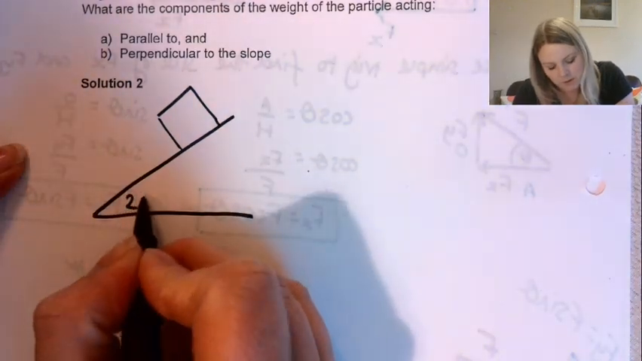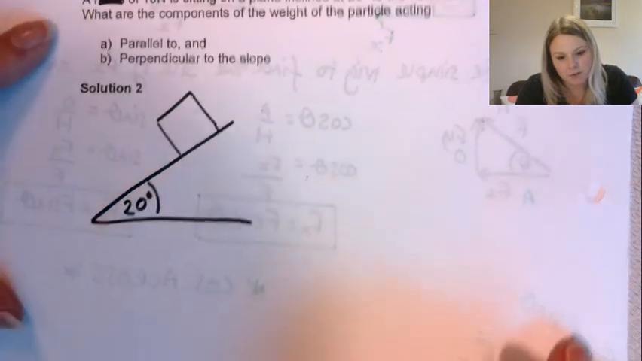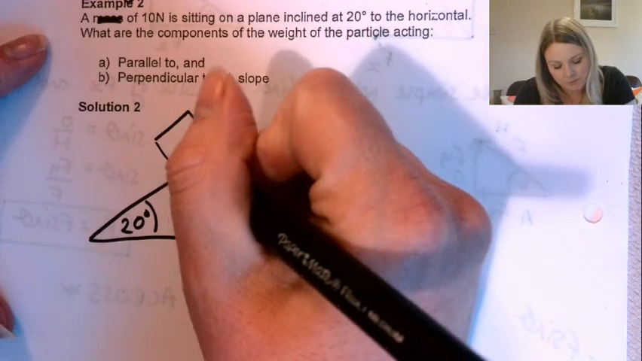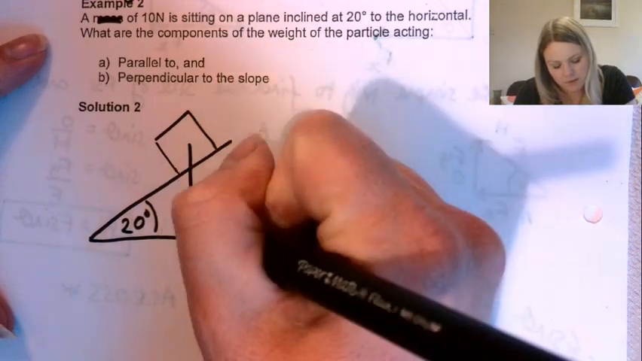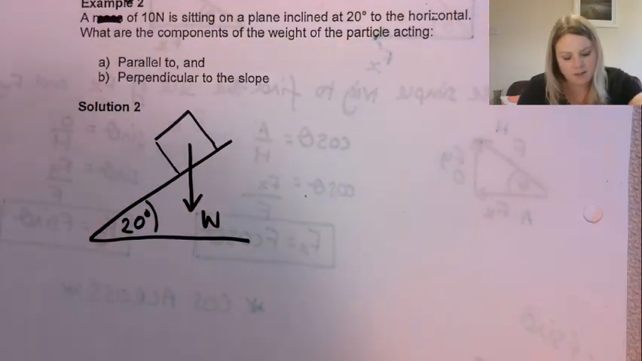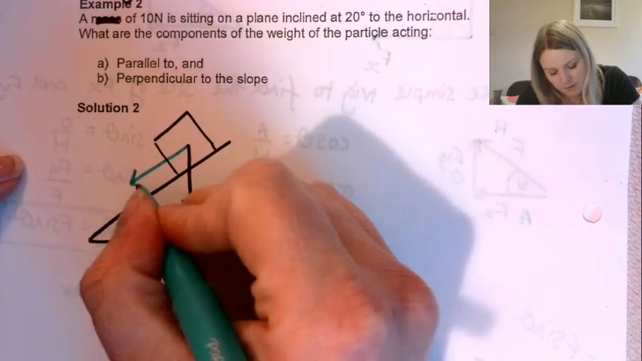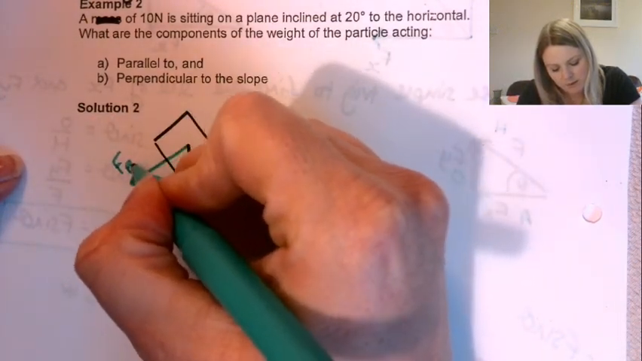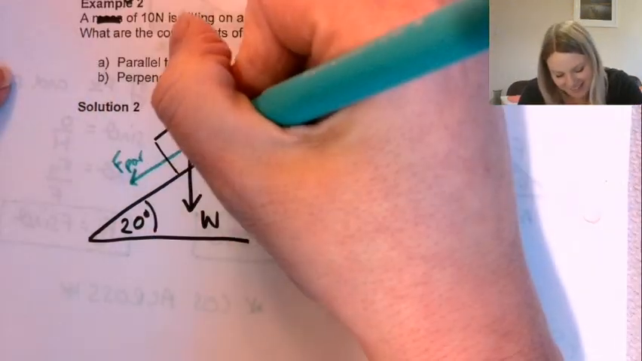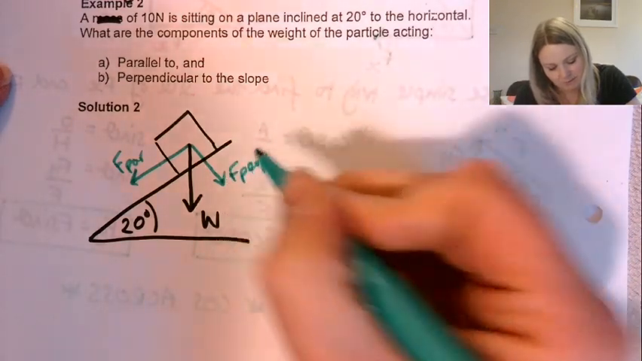The slope is at 20 degrees. This is asking about the weight, so for now the only force I'm going to mark on this is the weight of the object. The weight is always going to act vertically down. Now, the question has asked about the components parallel to the slope. So this weight is going to have a component here, which I will call F par, and a perpendicular component, which I'll call F perp.